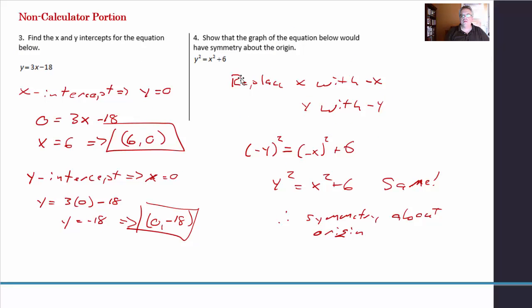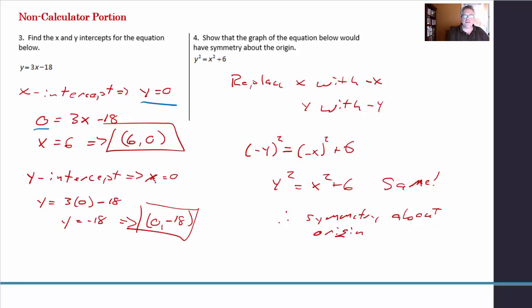Okay, now question 3 says find the x and y intercepts for the equation below. So I have this solved already. To find the x-intercept, that's points on the graph where y equals 0. So we set y equal to 0 in the equation, and that's where that came from. 0 equals 3x minus 18, so that's easy to solve. We get x equals 6, and that's the x-intercept.